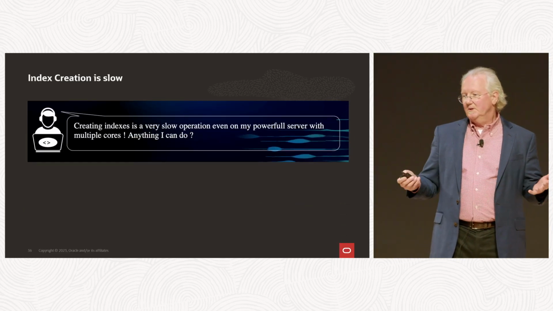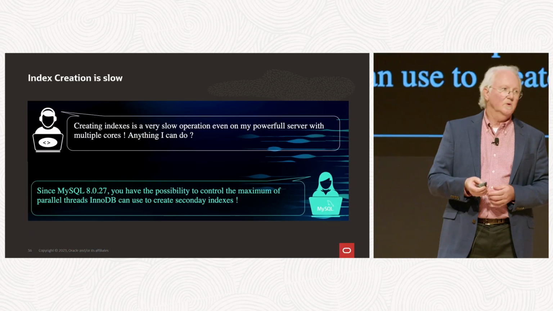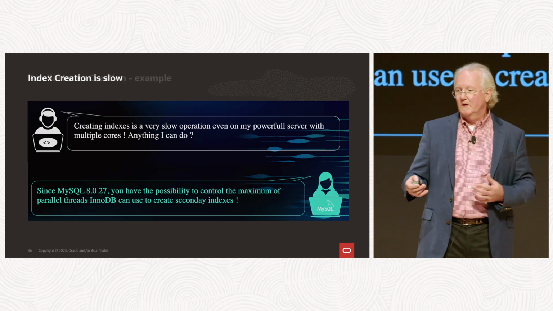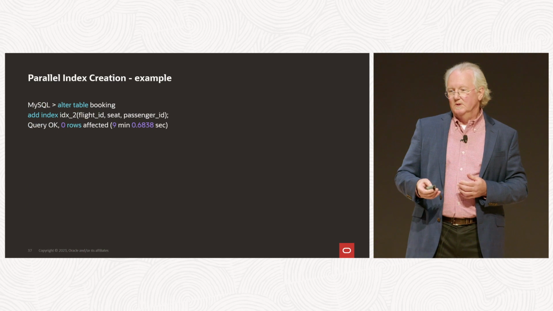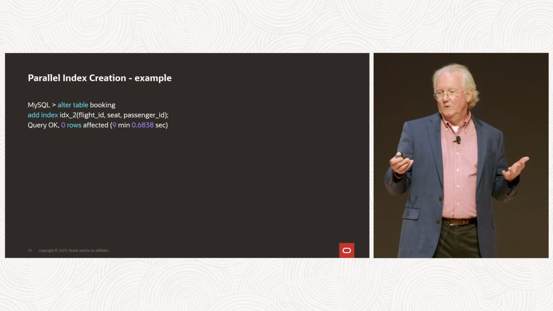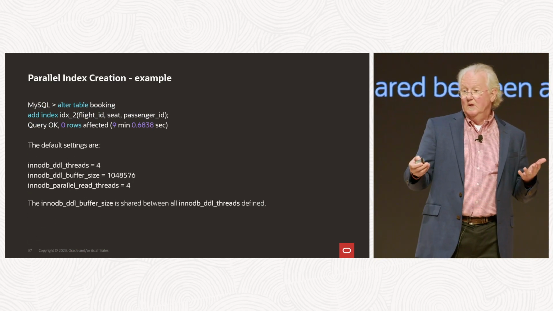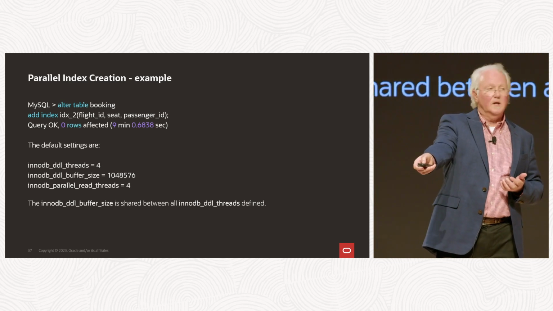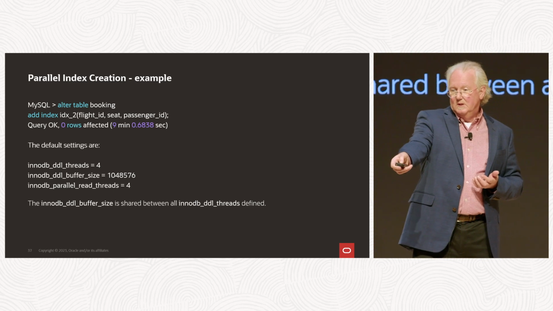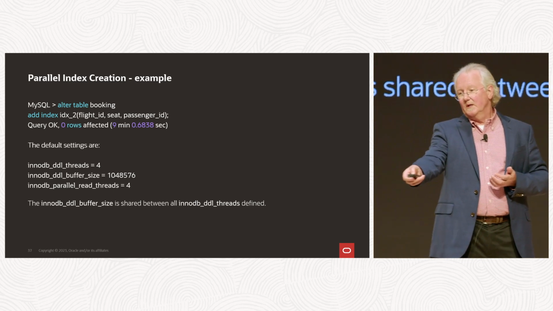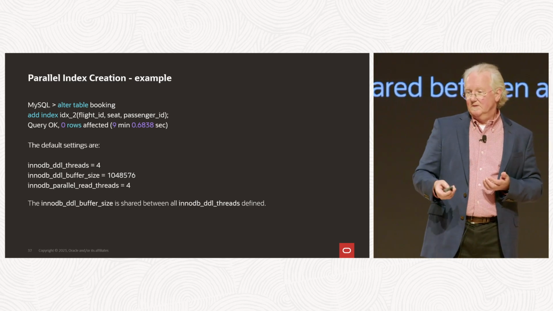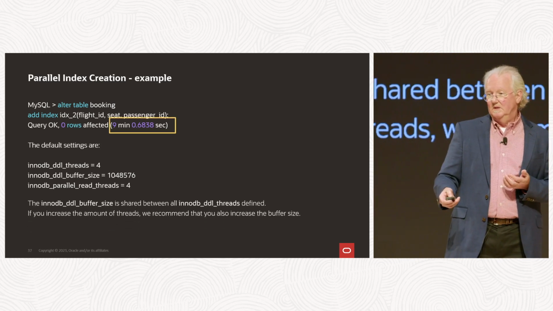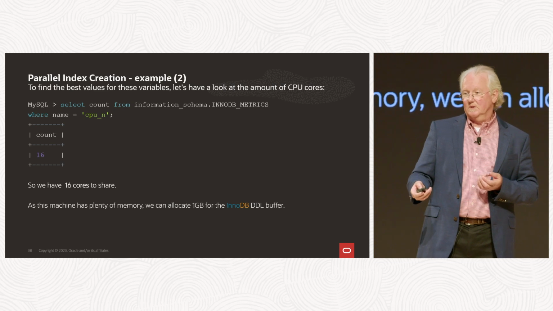Also, index creation can be very slow, right? And so you can actually change the settings to make it run in more parallel and give it more resources. So you can alter this table, right, in the default settings, and it took 9 minutes, right? That's kind of long. And I've got 4 DDL threads. I've got a buffer size, right? So maybe that's not enough. Right, 9 minutes isn't so good.